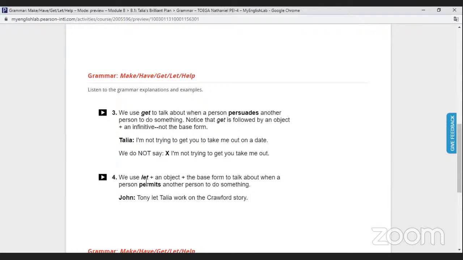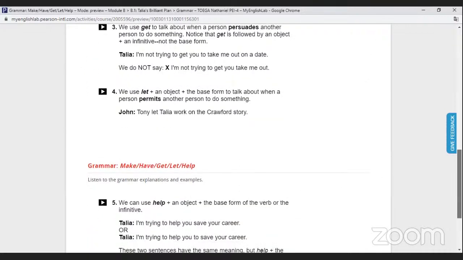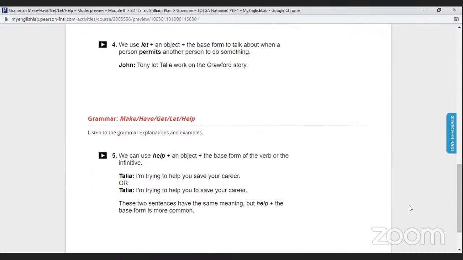Number four, with the structure of let. My mom let me stay past 12 tonight. Okay, very good. With help. Maria wants to help you with your homework.